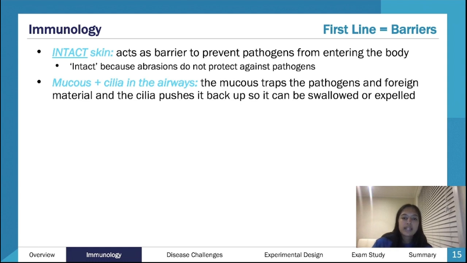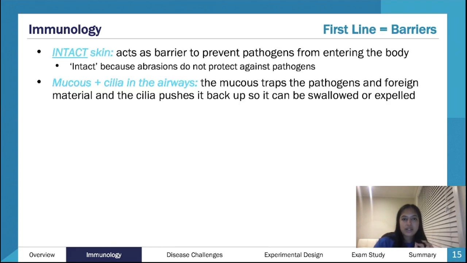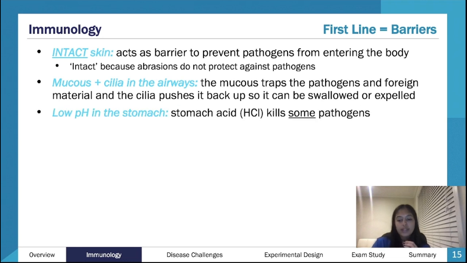So mucus and your cilia in the airways. It's also important to know what is physical and what's chemical. Your physical, your chemical, and your microbiota are important distinctions to make. So your intact skin would be more physical. Your mucus and your cilia can ultimately be both a little bit.